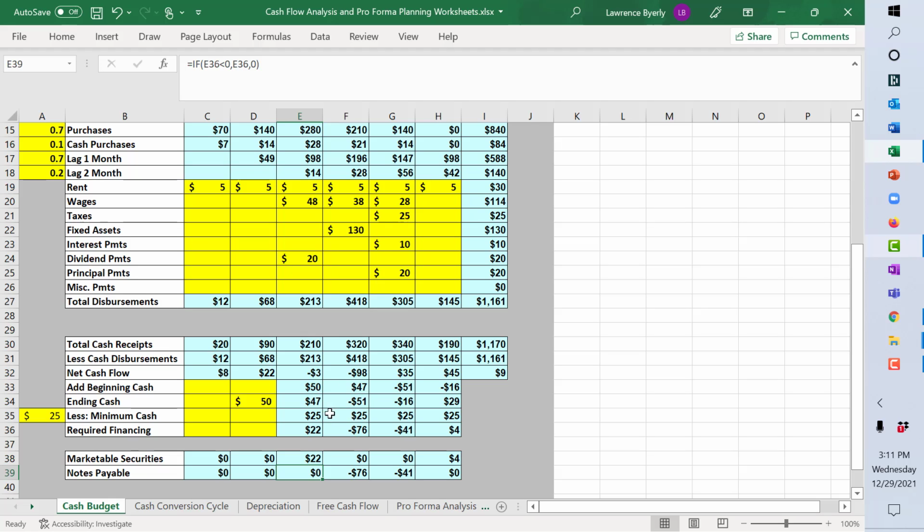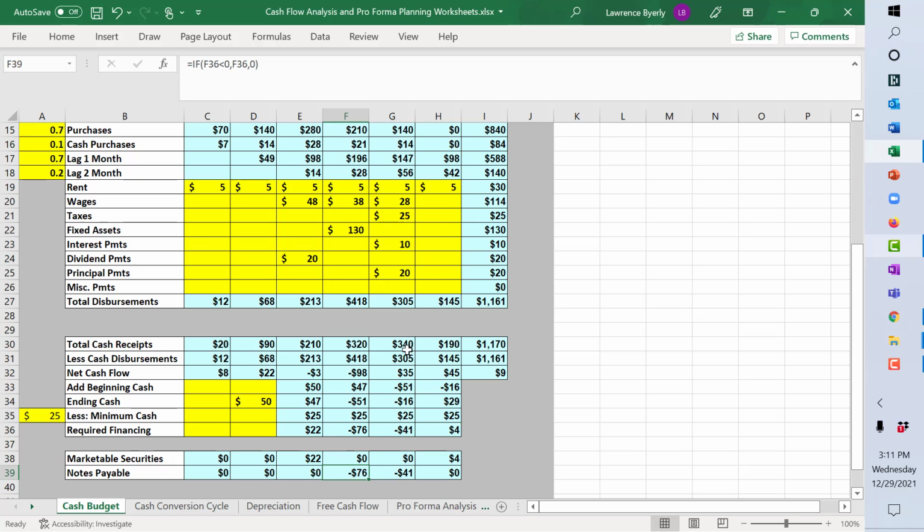So what about the next month? Well, we started off with what? We had $47 is the cash we ended with. $98 is the shortage. So our ending cash is negative 51. Again, we always want to make sure we have at least $25. So that means we have a shortfall of $76. So where are we going to get that money? Well, we already used this 22, so that means we need 76 more dollars. We're going to have to borrow that money.